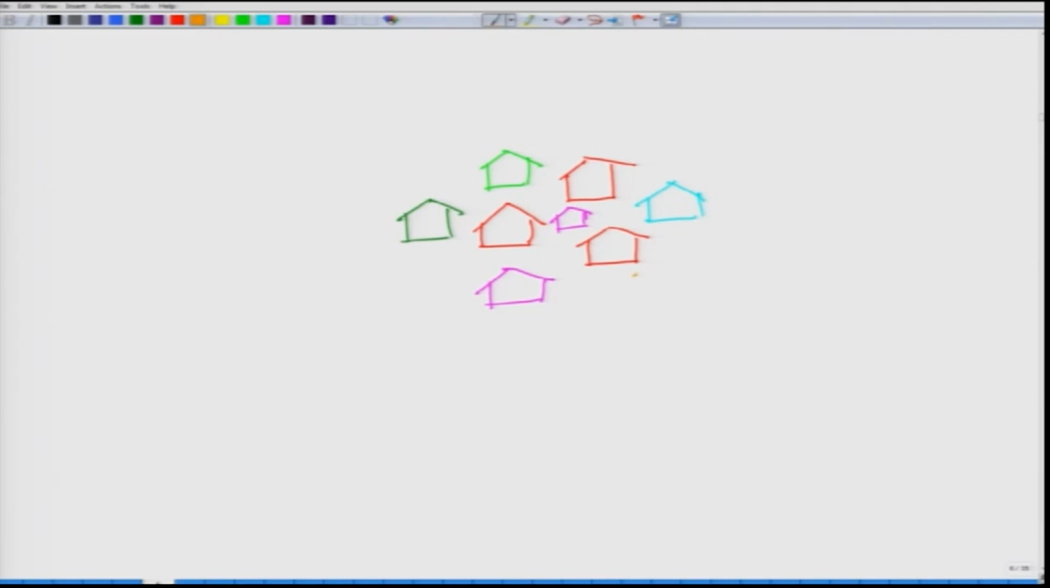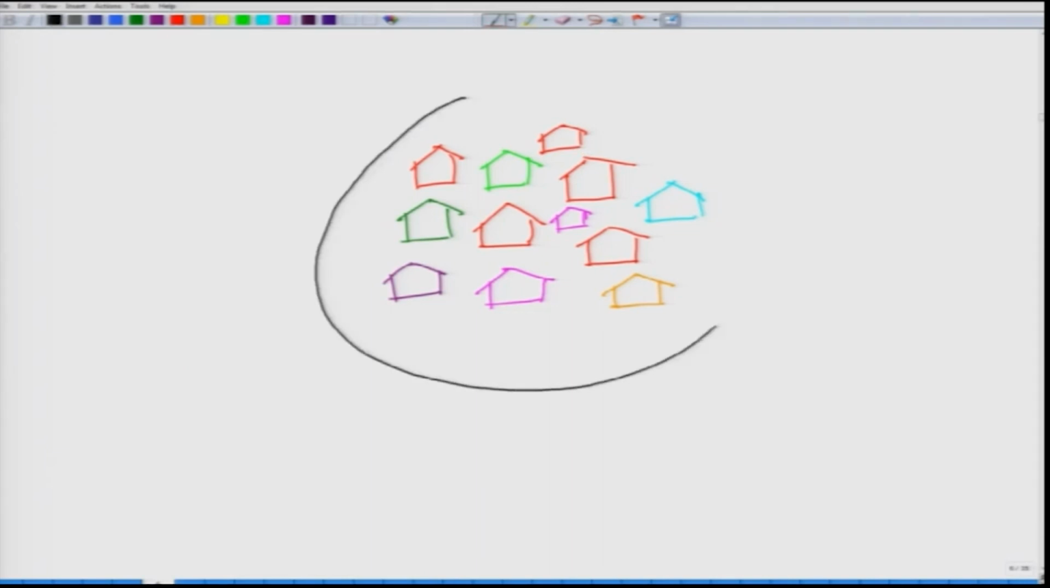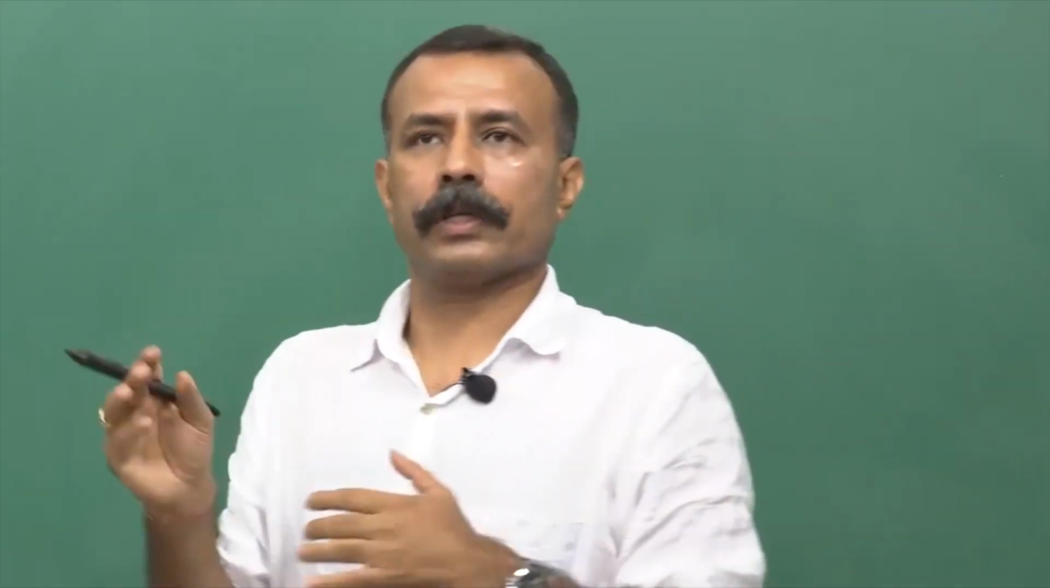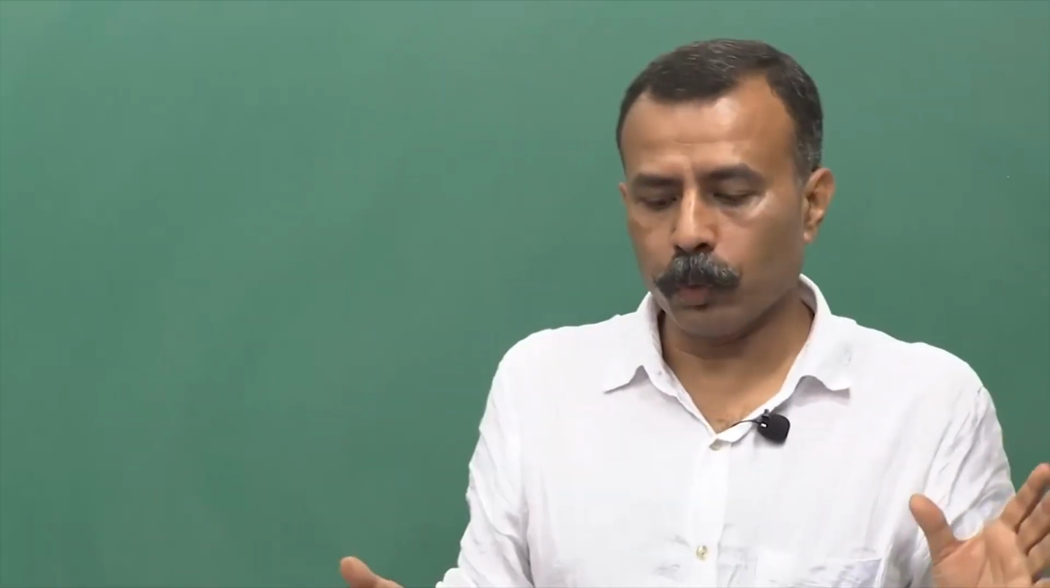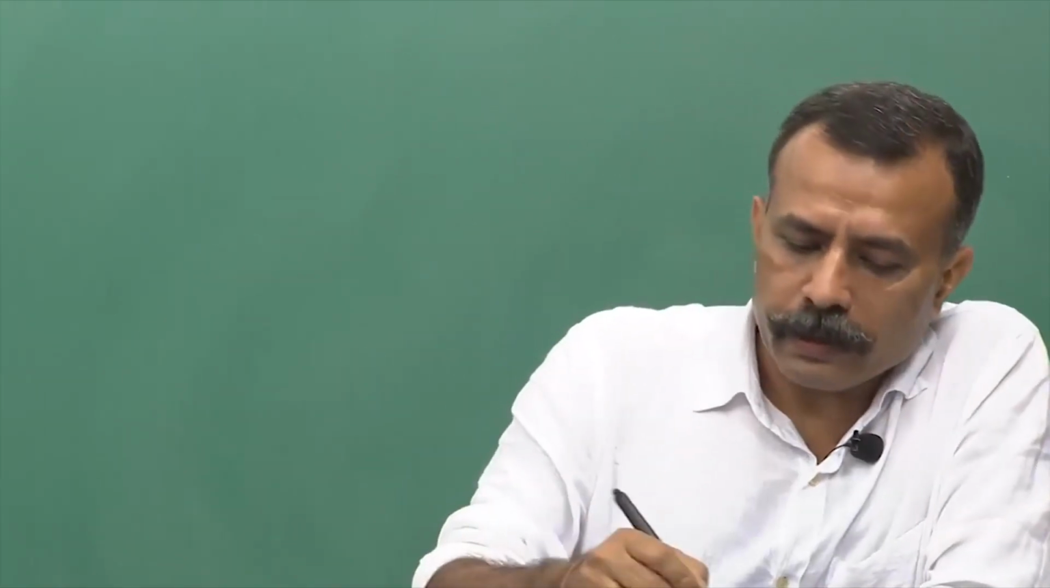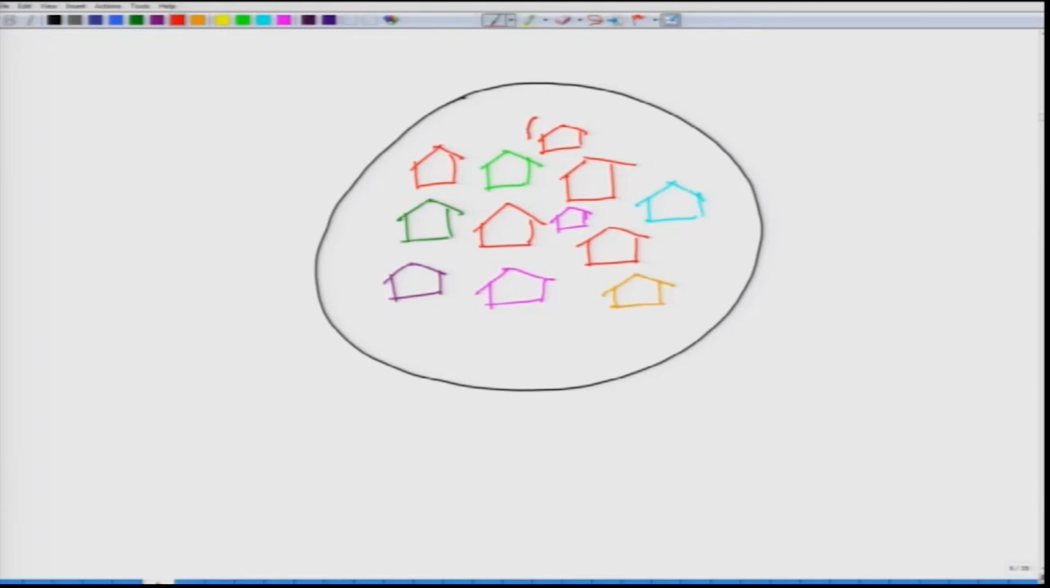Okay, you are seeing different colors of houses that I am drawing. Now, it is a kind of colony where every house has a different color, and yet some houses are of similar color. So you see red, you see light green, you see dark green, you see Persian blue, likewise.